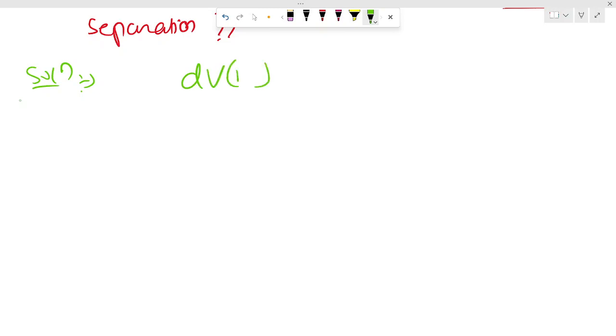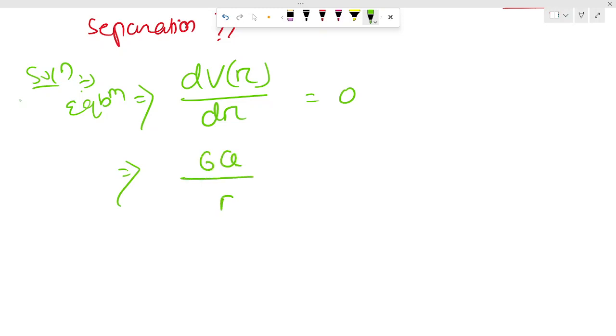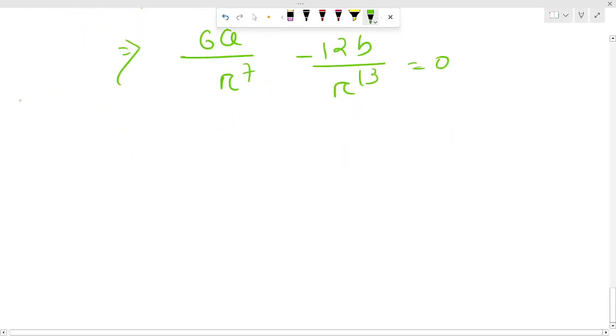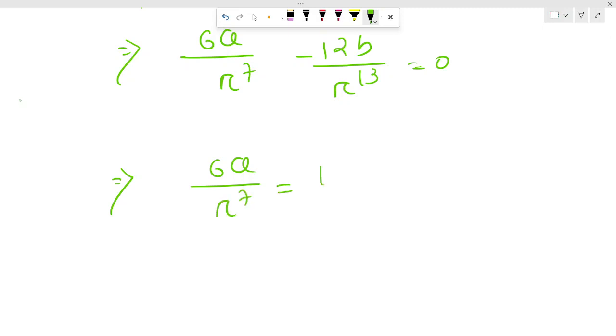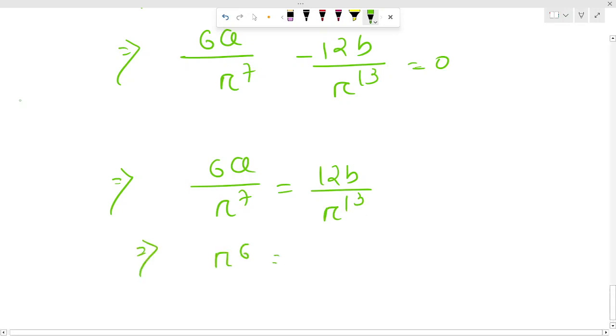Solution: dV(r) upon dr, as equilibrium is given, implies dV(r) upon dr is equal to 0. If you take the derivative, you will get 6a upon r to the power 7 minus 12b upon r to the power 13 equal to 0, isn't it? So solving, 6a upon r to the power 7 is equal to 12b upon r to the power 13. So r to the power 6 is 12b upon 6a, which gives 2b upon a.